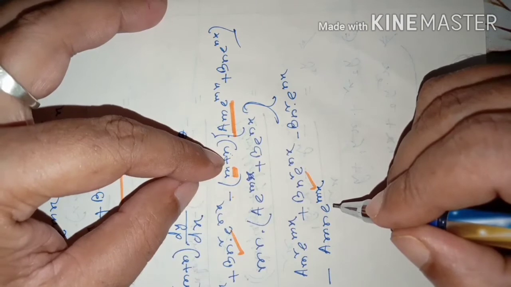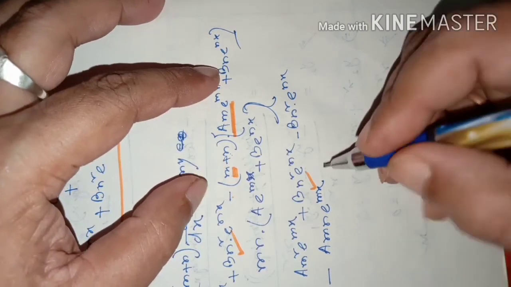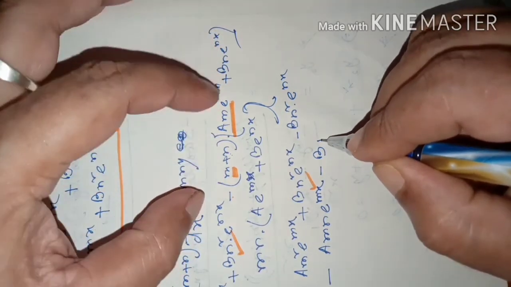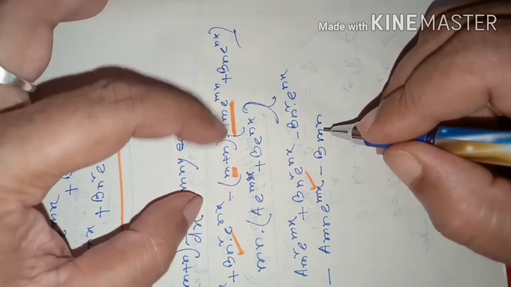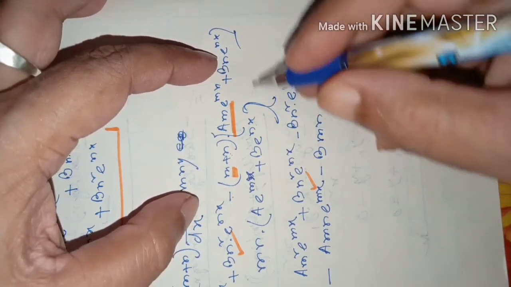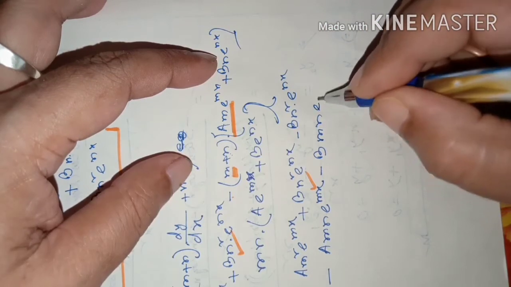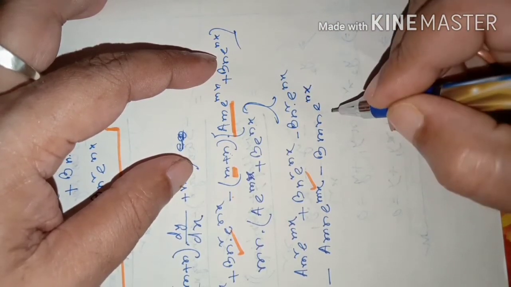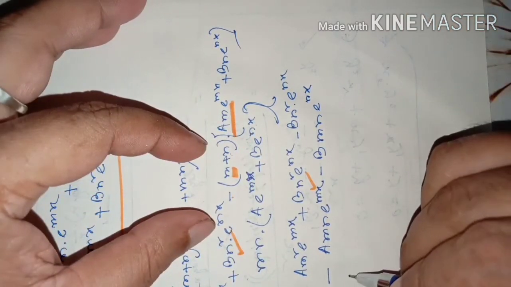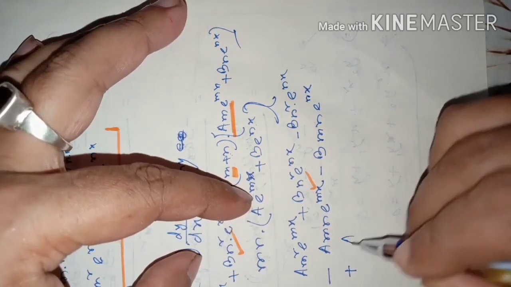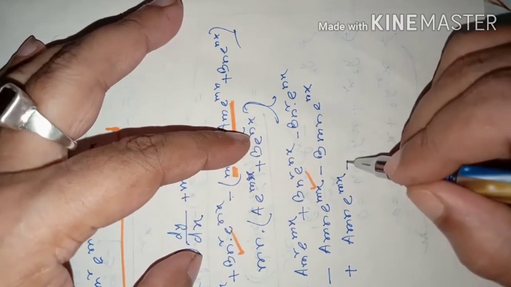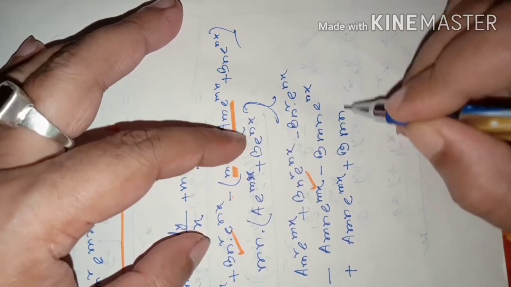Okay, then this minus n into this one, b n: minus m into b n, because by minus m we are multiplying, because by n what we multiplied we wrote already here. So minus m into b n e to the power of nx. Okay, now this is minus, and lastly these two are positive: plus m n into a, that is a m n e to the power of mx, plus m n into b, that is b m n e to the power of nx.